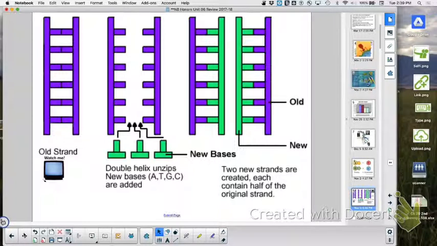So these are your sister chromatids. Each sister has an old strand and a new strand. That's why it's called semi-conservative replication. If it was conservative, the two old strands would reunite after being a template, and the two new strands would get together. All right?